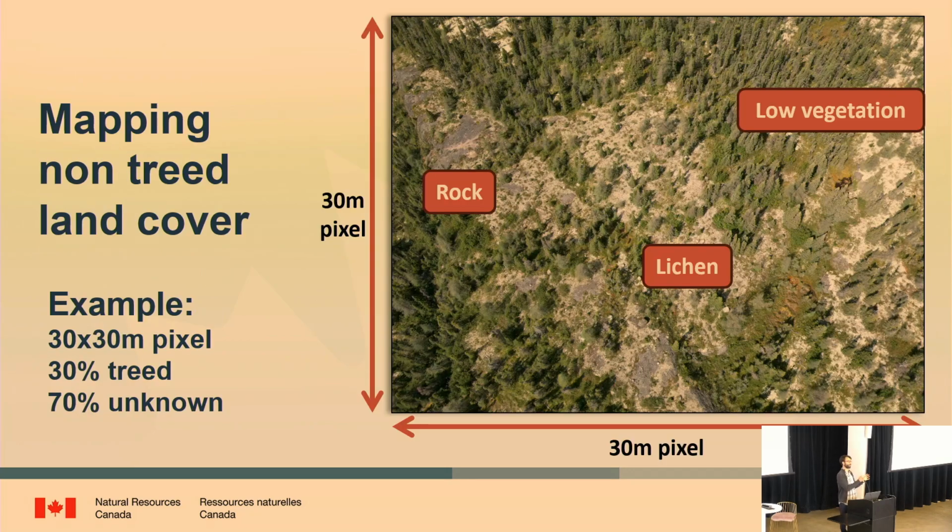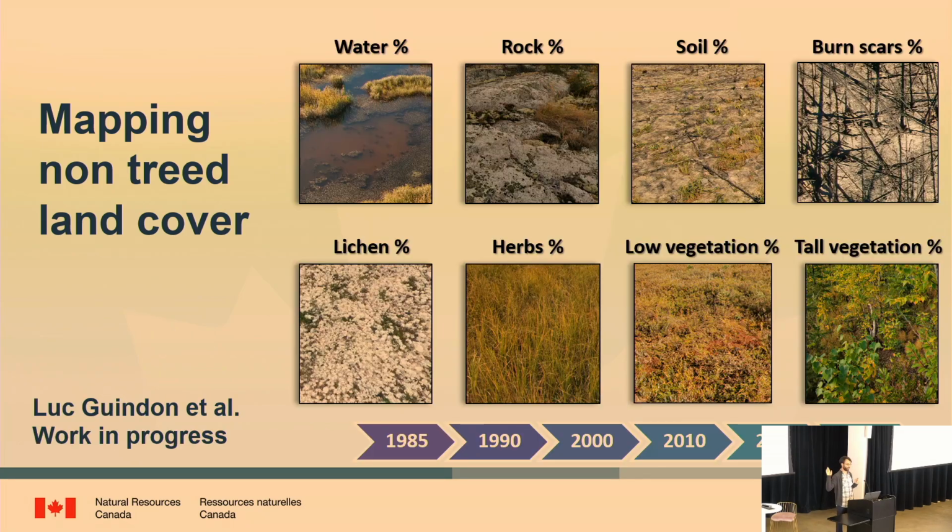Now this is a really interesting product, but there's something missing. We essentially focus on the tree part, but what about the non-tree area? This is a drone image, and you can see that approximately 30% of the area is forested. Well, what about the other 70%? What's in there? Here we can see we have rock, lichen, and some low vegetation as well. We're trying to map all of those different land cover classes, from water, rock, and herbs to high vegetation, and we're going to attach that to SCANFI, the main product. So now we'll know there's 30% forest, 20% lichen, 30% rock, that kind of thing. Again, we're going to do the whole time series from 1985 all the way to 2024.